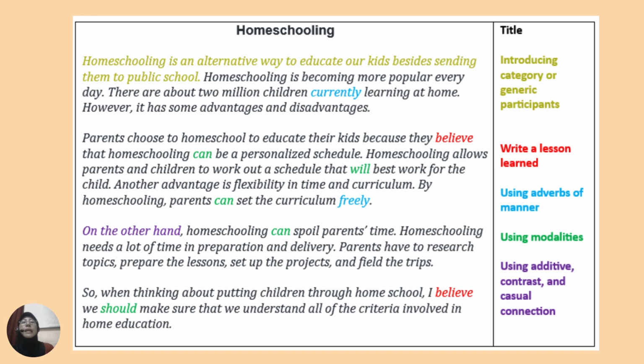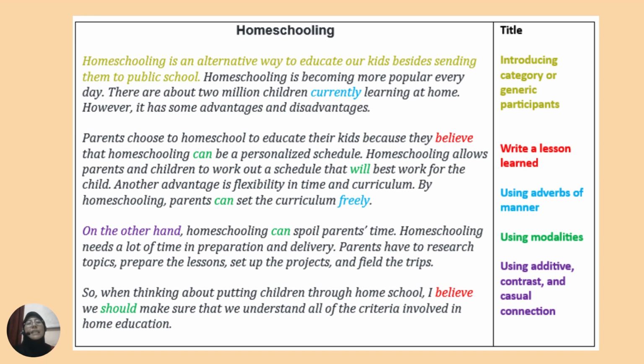And then next, using adverb of manner. Adverb of manner, remember that an adverb comes from an adjective plus ly. We can show it from the word currently, from the word current plus ly. And also you can find the word freely from the word free. Free is an adjective, and then adding ly becomes freely. So the word free is an adjective, add ly becomes an adverb. So freely is an adverb.